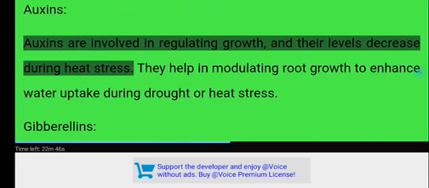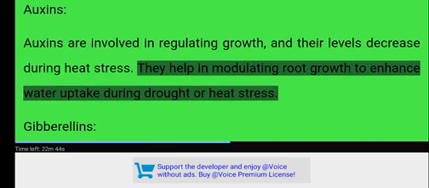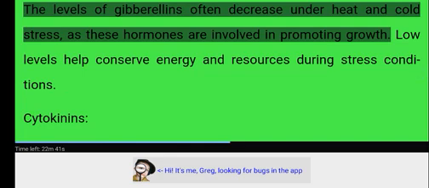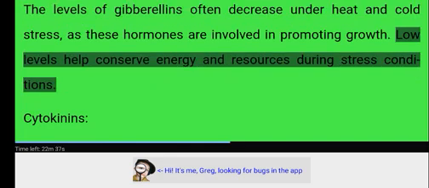Auxins. Auxins are involved in regulating growth, and their levels decrease during heat stress. They help in modulating root growth to enhance water uptake during drought or heat stress. Gibberellins. The levels of gibberellins often decrease under heat and cold stress, as these hormones are involved in promoting growth. Low levels help conserve energy and resources during stress conditions.